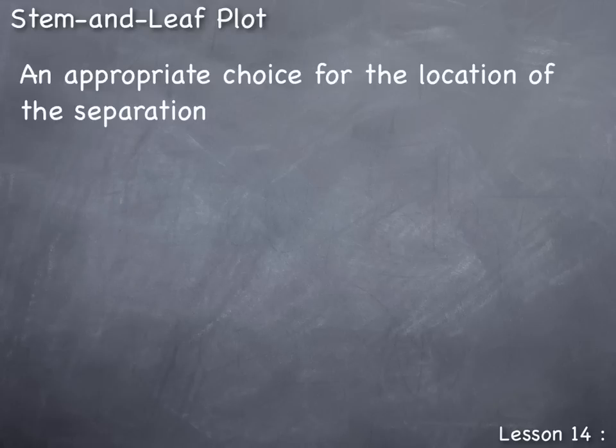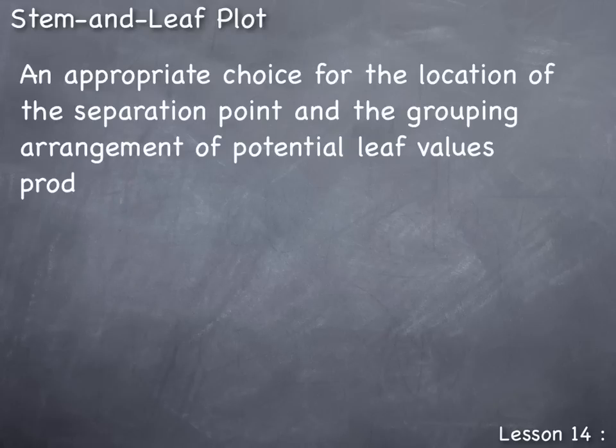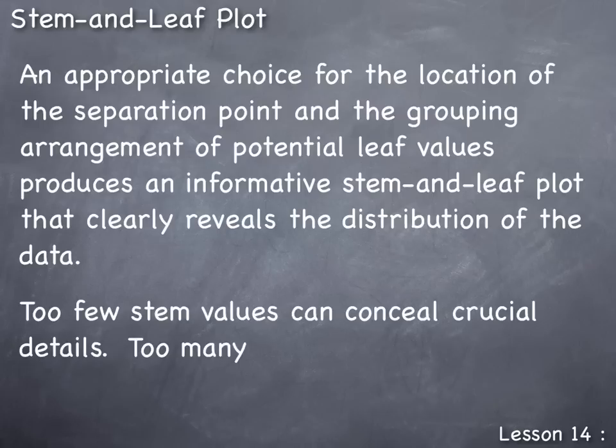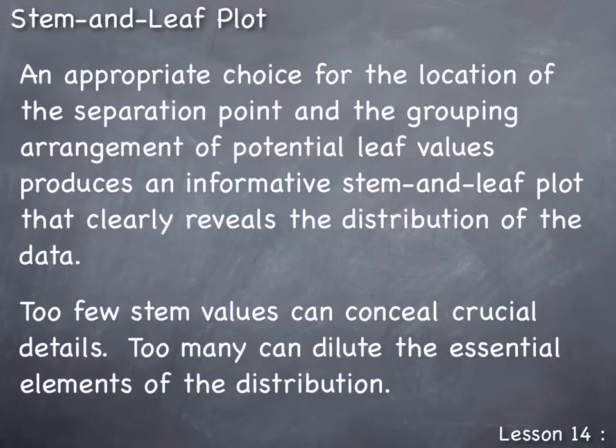An appropriate choice for the location of the separation point and the grouping arrangement of potential leaf values produces an informative stem and leaf plot that clearly reveals the distribution of the data. So careful consideration must be given to all the options in order to make the decision that will produce the best stem and leaf plot. You see, too few stem values can conceal crucial details. Too many can dilute the essential elements of the distribution.